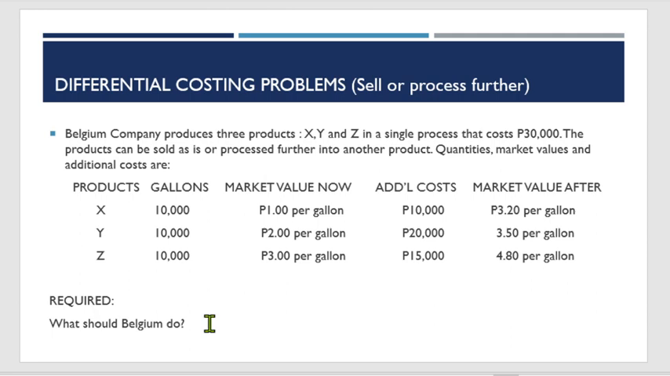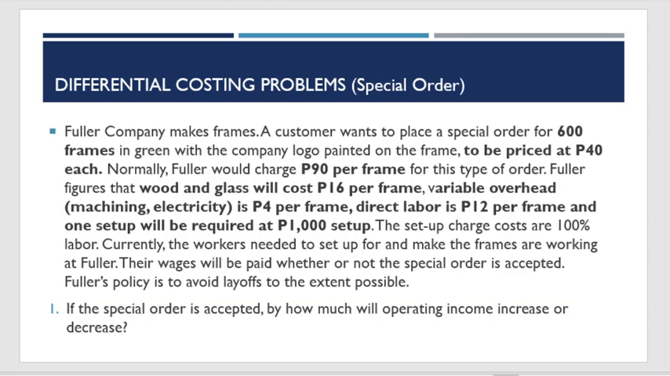So, that is the answer. Okay, let's proceed more. This is a special order case. Let us read. Fuller Company makes frames. A customer wants to place a special order for 600 frames in green with the company logo painted on the frame to be priced at 40 each.